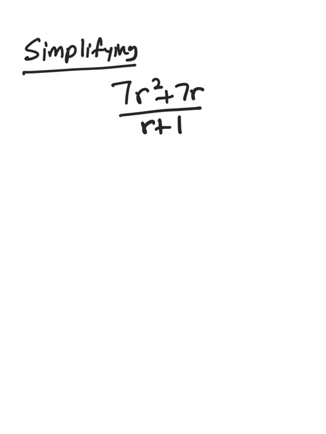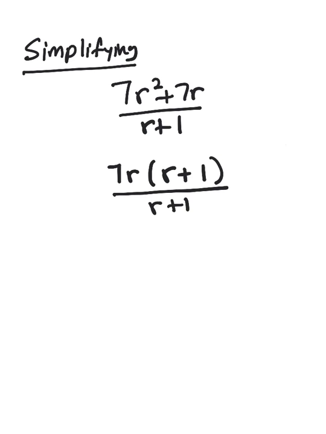Once again, we are simplifying this rational, and you notice in the numerator we have 7r that you can factor, and so what you're left with is r plus 1 divided by r plus 1. You notice that the denominator and the numerator have r plus 1, so what will it be when it's simplified? It will be 7r.